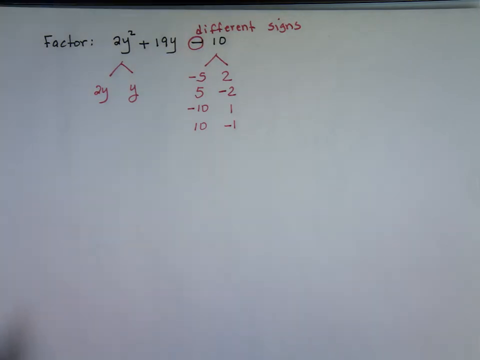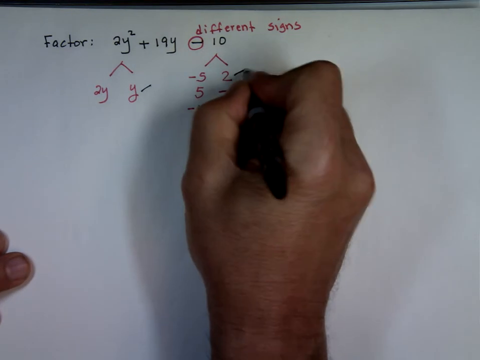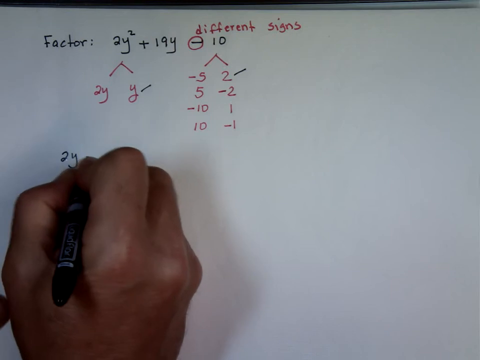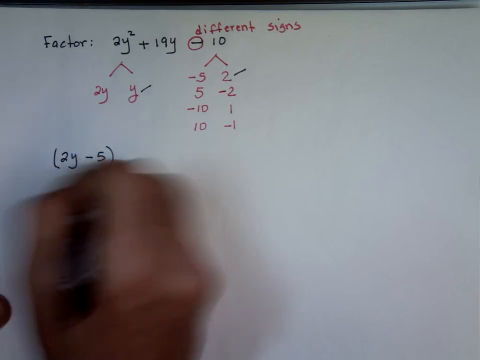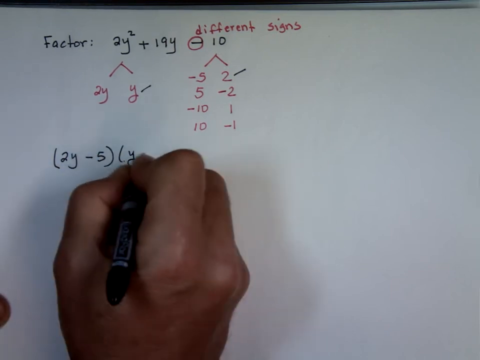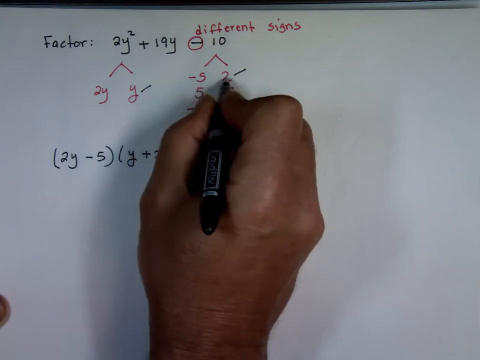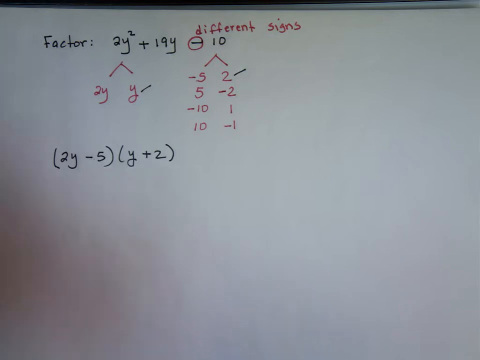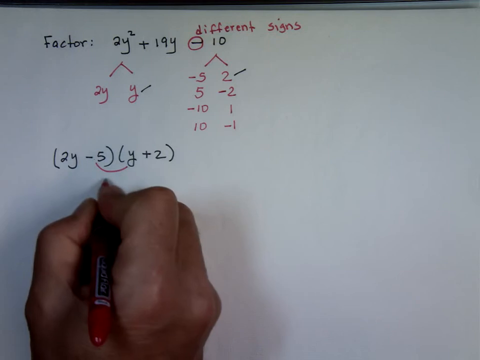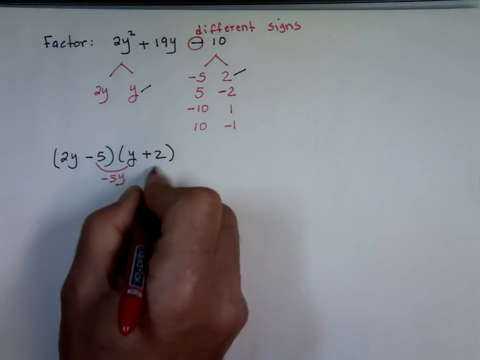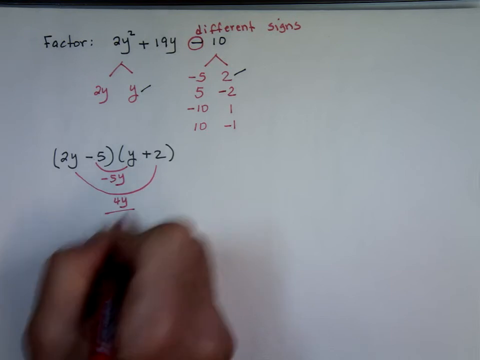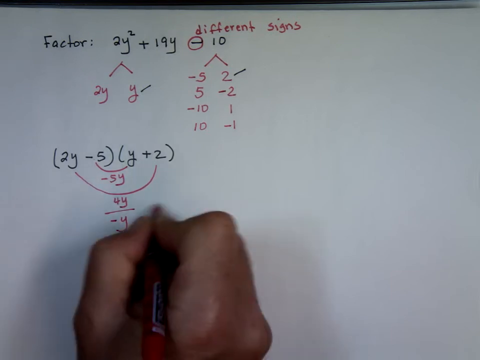Let's try this and this first. 2y minus 5 and y, put the plus 2. That's a plus here, negative and positive. So there's the negative 5 and the plus 2. Negative 5y plus 4y, the result is negative 1y. That's not it.